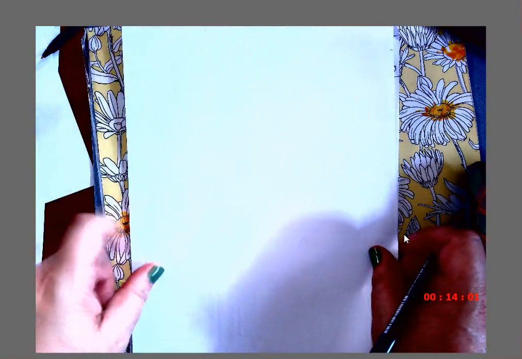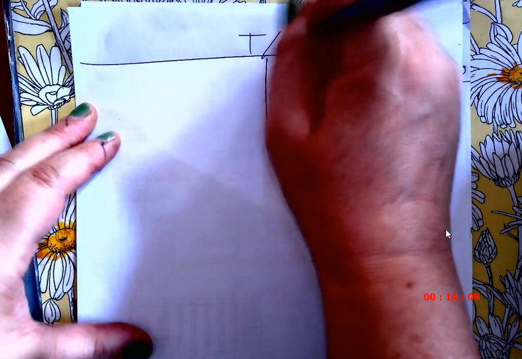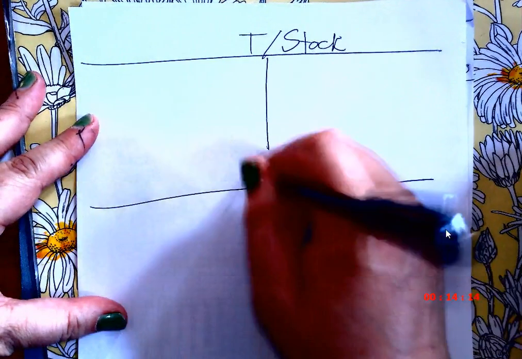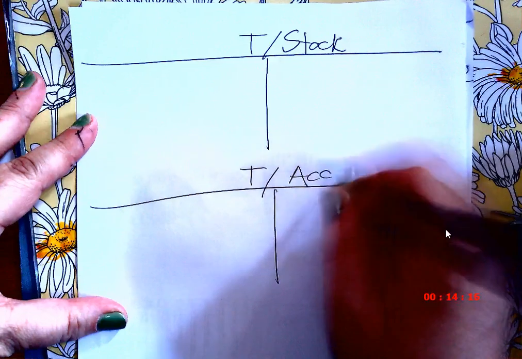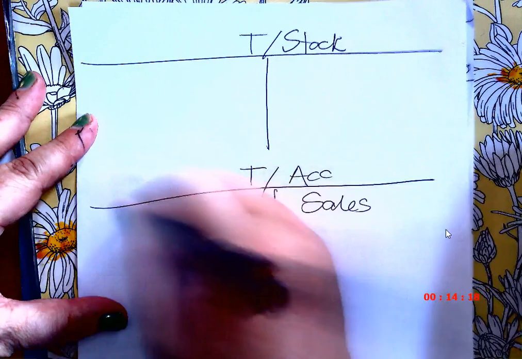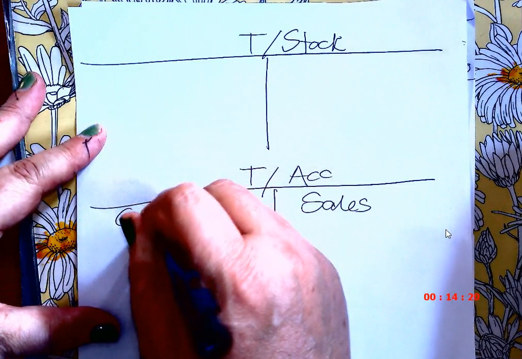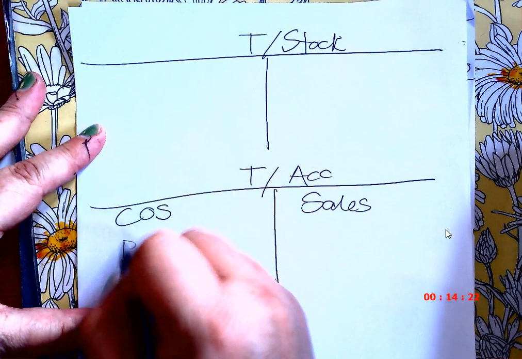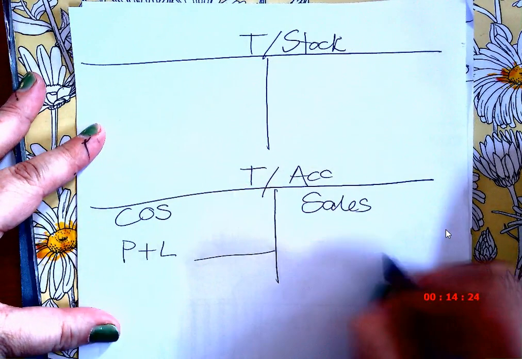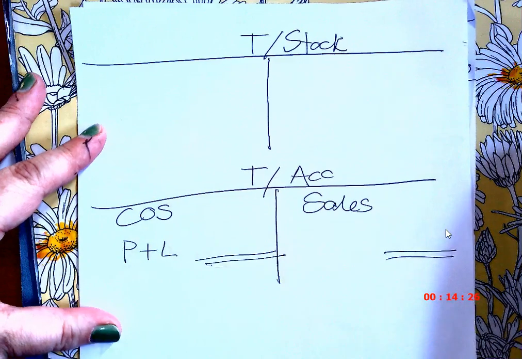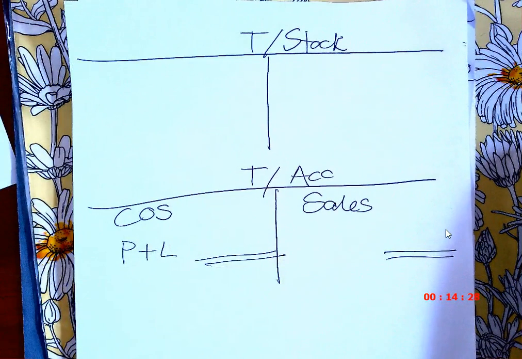So perpetual, I will literally have a T for the trading stock, and a T for the trading account. And the trading account would be sales, cost of sales, profit and loss. Okay. So, yes.